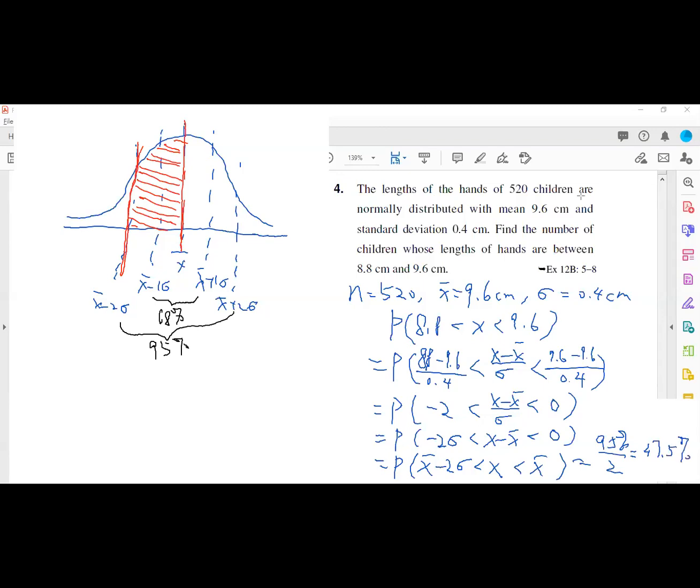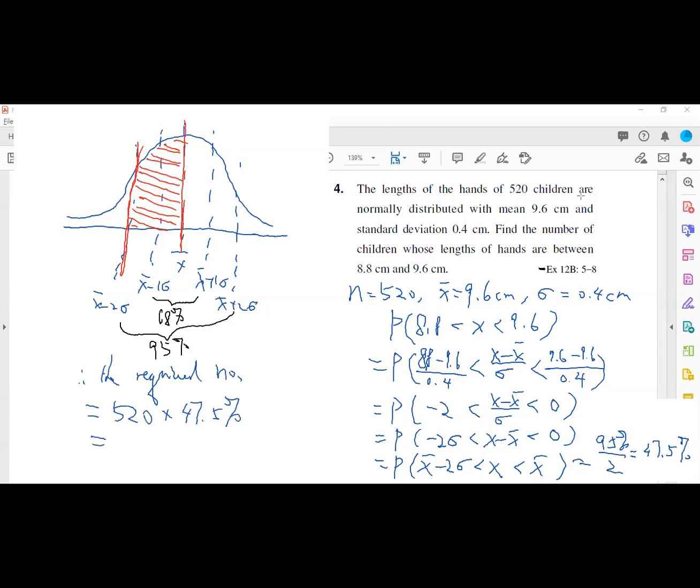Okay. So the required percentage is 47.5%. But the question is not asking us to find the percentage. It is asking us to find the actual number of students. We have 520 students in total. Therefore, we just need to multiply by the percentage. Therefore, the required number is equal to the total times the percentage.